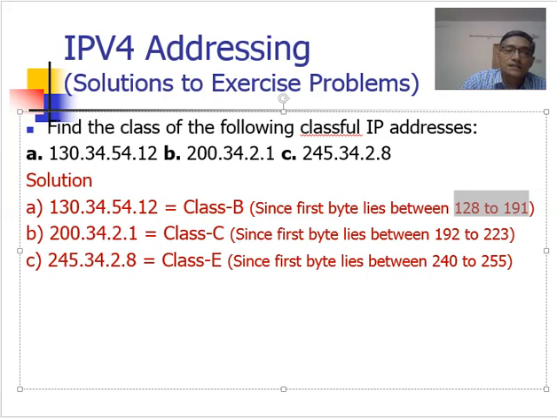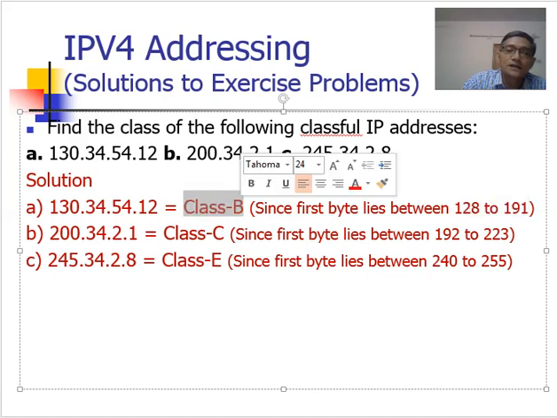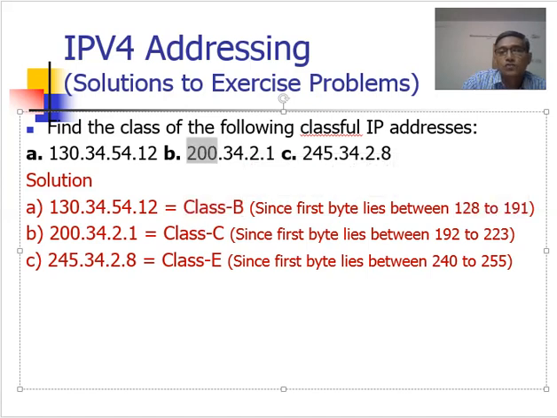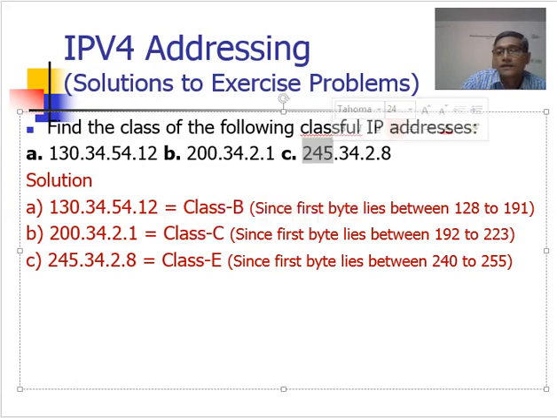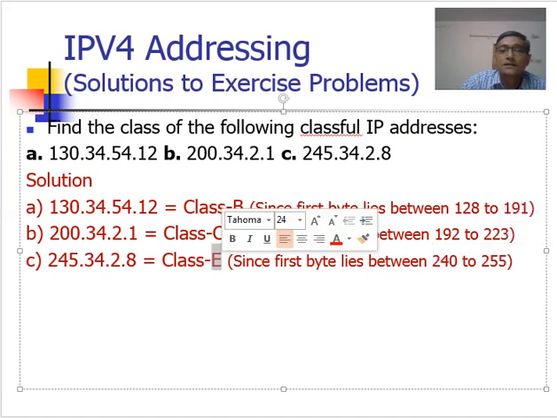Because the first one, 130, lies between 128 and 191, this is a class B address. Second, 200.34.2.1: 200 lies between 192 and 223, so this comes under class C. And finally 245 lies between 240 and 255, which is a class E address. So in this way you need to calculate the class of a particular IP address.